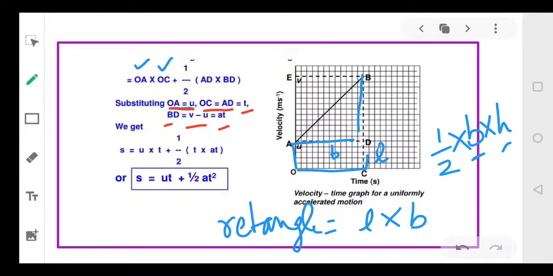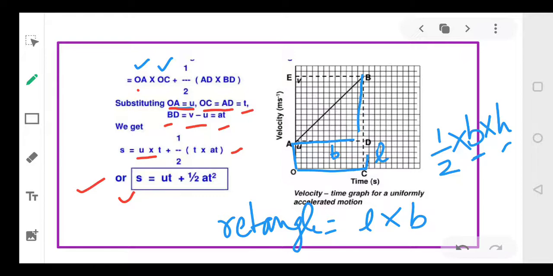Okay, let's put in these values. What is OA? OA is U, into T. OC is T. So U into T plus half. AD is T and BD is AT. So it becomes S is equal to UT plus half AT square. Okay, S is equal to UT plus half AT square. And this is your second equation. We have derived the second equation.